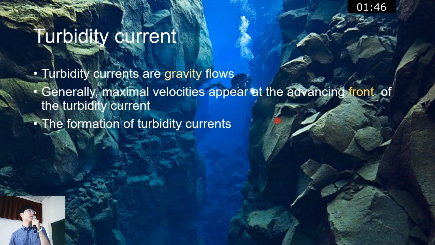And what are turbidity currents? Turbidity currents are gravity flows, and generally, maximum velocity appears at the advancing front of the turbidity currents. The formation of turbidity currents is very important. Turbidity currents may be triggered by any mechanism which introduces lots of sediment into the seawater.